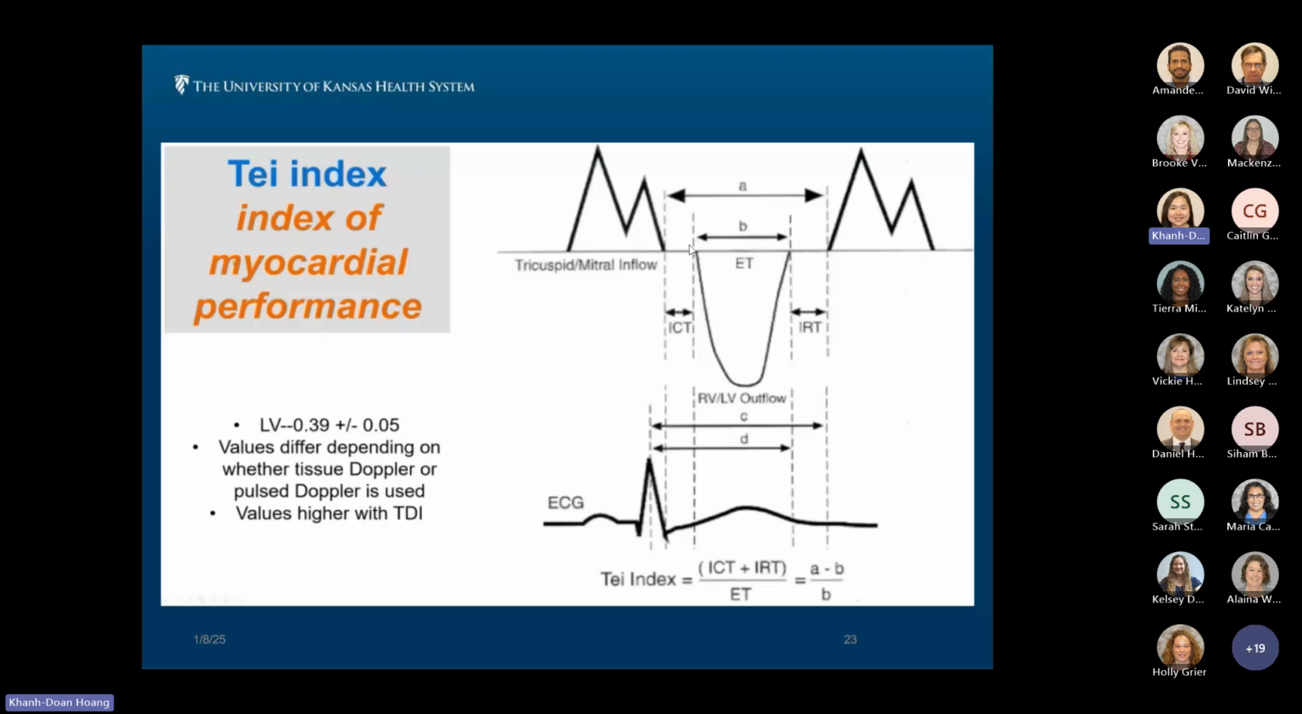Something one of our former fellows told me that has stuck in my mind is, if you're looking at isovolumic contraction time, you're thinking about, okay, it's like getting ready for work. And then ejection time is like actually doing work. And then isovolumic relaxation time is like unwinding after work. So if you think about it, if you're spending a lot of time getting ready for work and then relaxing after work in relative comparison to actually doing work, something's wrong, right?